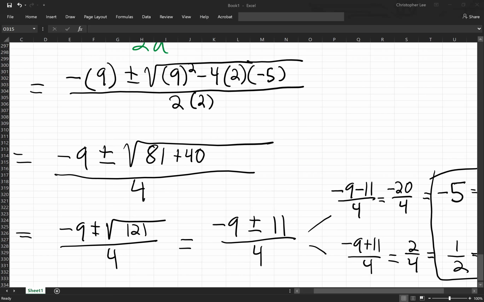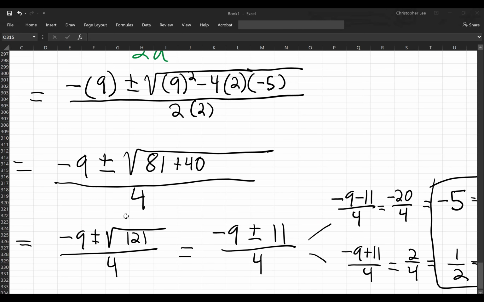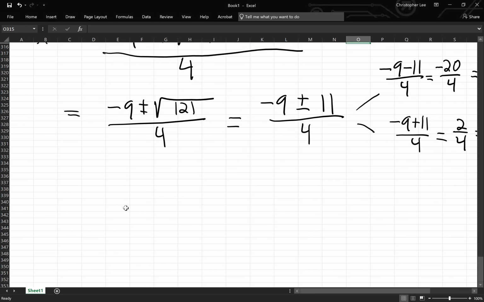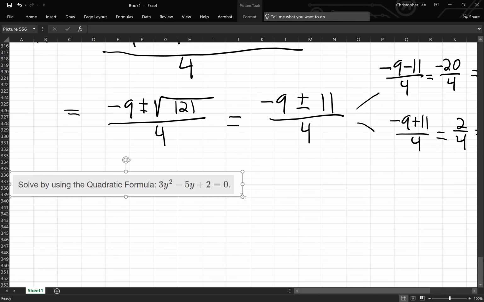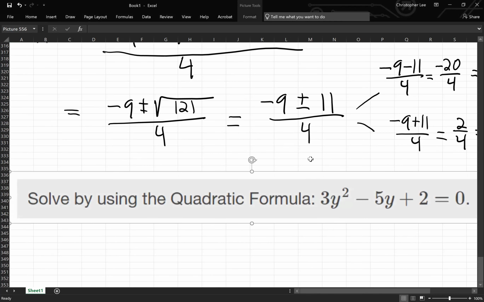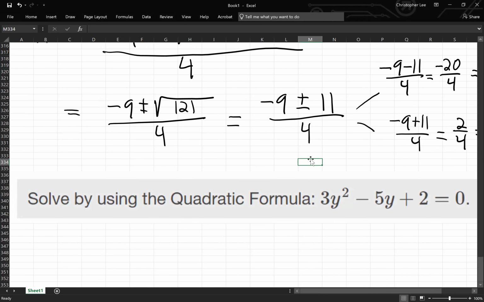Yeah, it is on the formula sheet. Both of them, the completing the square and this one, are on the formula sheet. So try this out real quick.